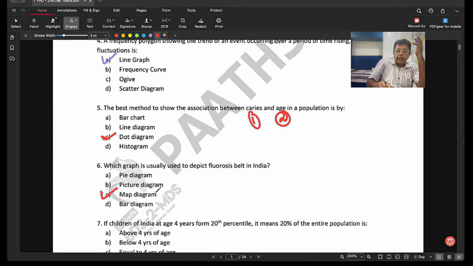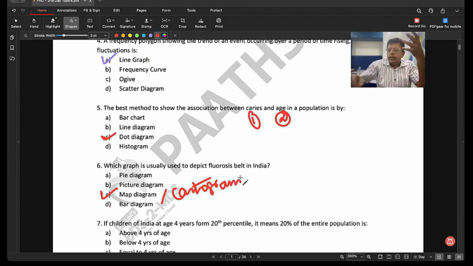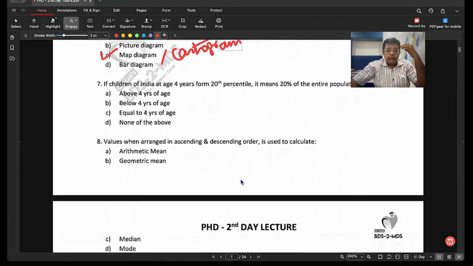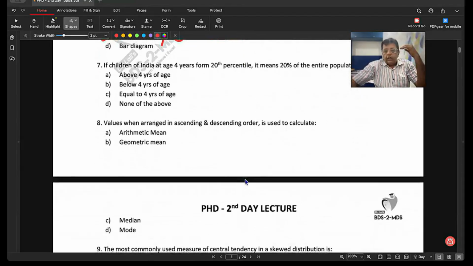And which is used to depict fluorosis belt? It's map diagram, also called cartogram, which again I'm sure that you are aware of. Any geographical distribution that you would like to show, you have to show it with respect to map diagram or cartogram. It can be local variation, national variation, rural urban variation, or anything.